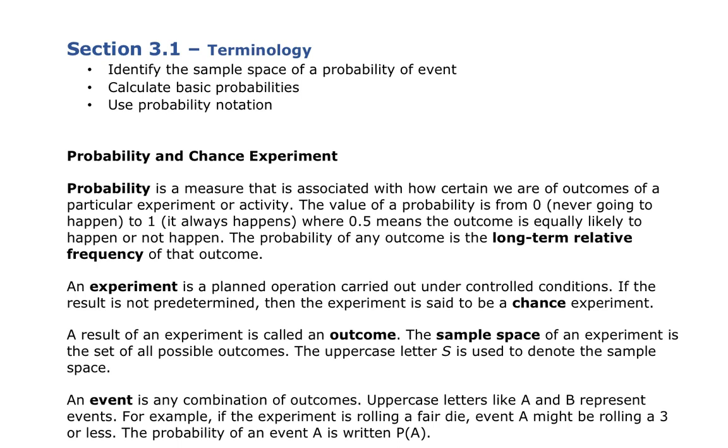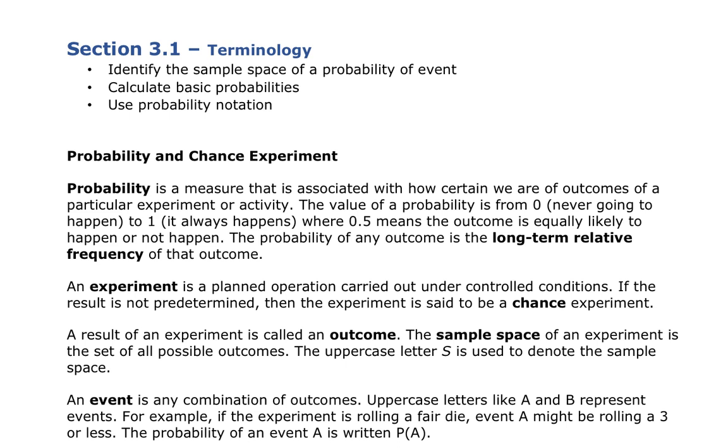In this video, we are going to start to define probability and probability event spaces. We're going to use probability notation for the first time. So what probability is, is a measure that's associated to how certain we are of the outcomes of a particular experiment or activity. Now, the probability is a number between 0 and 1, 0 being that it never happens and 1 being it always happens. And then a 0.5 means that the outcome is equally likely to happen or not happen.